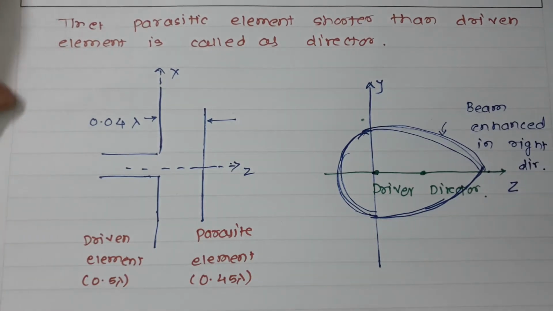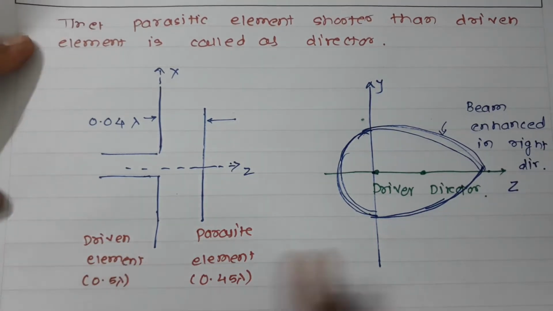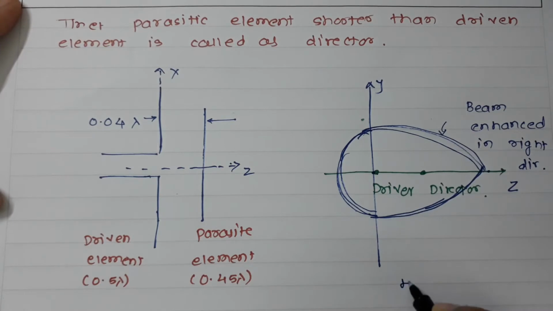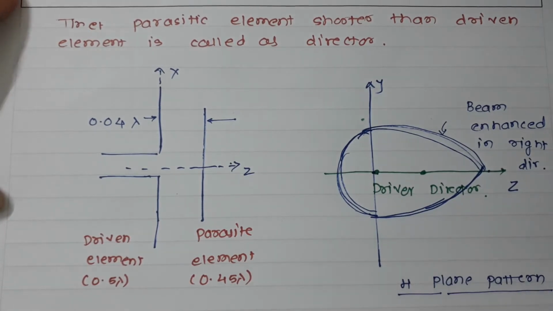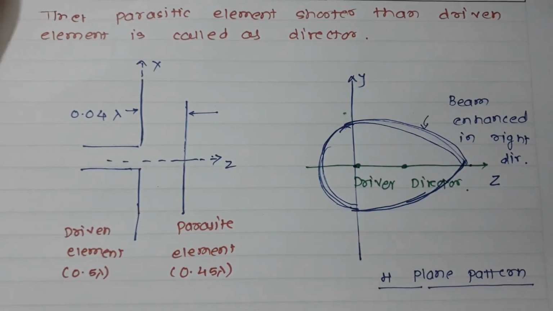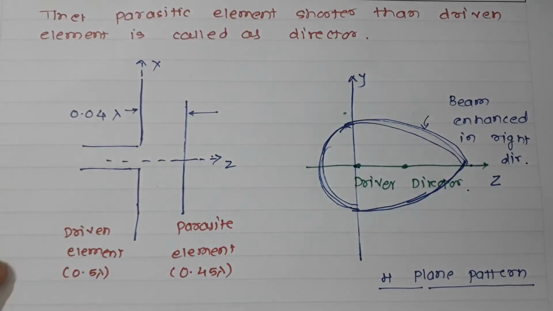So here the driver and director arrangement is the H plane pattern using the numerical method, where you have got this kind of radiation. Now, 3-element Yagi-Uda. This is all about what we can have when we are adding the directors and reflectors to the driven element. Now let us talk about the 3-element Yagi-Uda antenna.